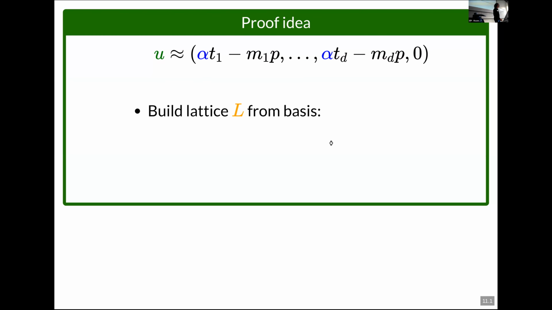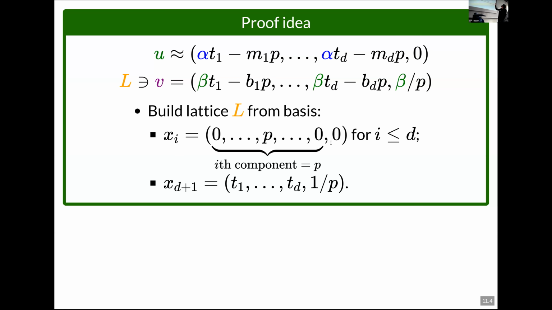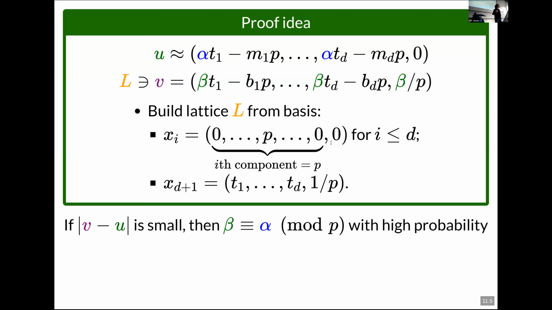And the idea is we're going to build a lattice from some basis. So what is this basis? The first d vectors in this basis are going to be essentially the standard basis scaled by p. And then we're going to have one more basis vector, which is just the inputs to the oracle, and forget about this last coordinate. This is a technical detail. But the point is that if we build our lattice this way, an arbitrary vector v in the lattice will look like this. And notice the form of u and v look the same. They have almost the same form, ignoring this last coordinate. And so the key insight is that if u and v are close, then alpha and beta are likely congruent mod p, with high probability. And so from beta, we can extract alpha.